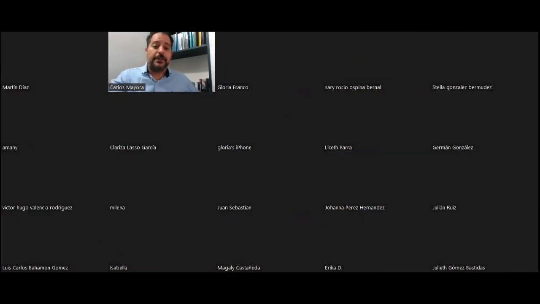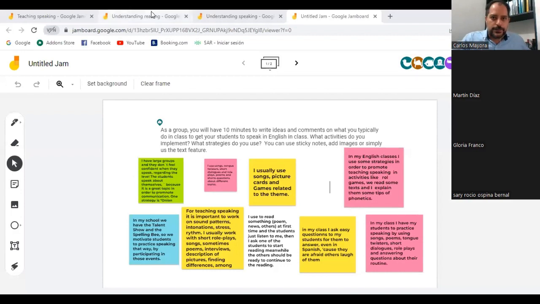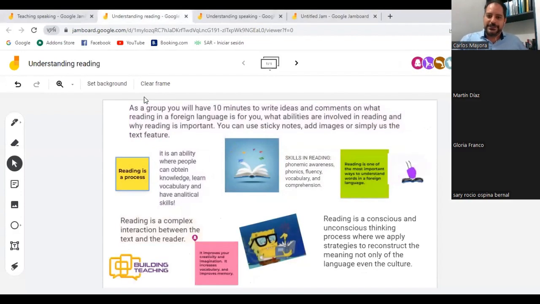All right, back to the main session. You had some minutes to discuss your views on speaking and reading. So let's start with understanding reading. As you can see on the screen, there are a lot of ideas there, pictures, images. Would someone from the group like to say something about the ideas you have there?